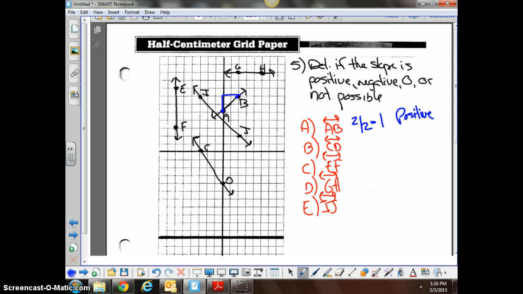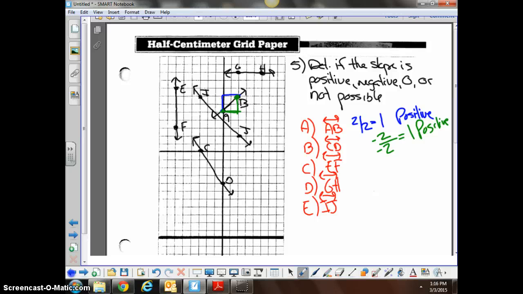Another way of looking at this would be if you went from B to A. Let's just be careful here. If we go from B to A, our rise is going to be negative 2, and our run is going to be negative 2. So what is negative 2 divided by negative 2? 1. Is 1 still positive? Yes. So no matter which way you do it, from A to B or from B to A, your slope is positive.